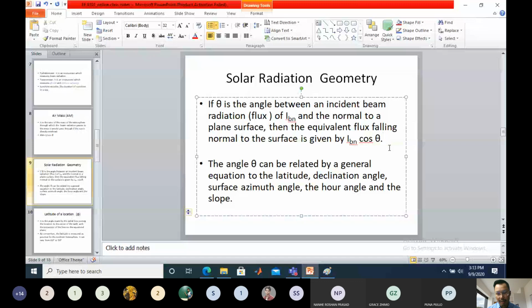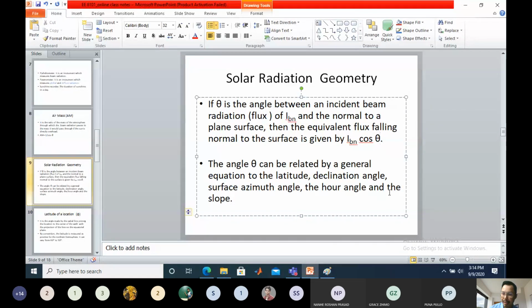I hope it's clear. Now, the theta, the angle between an incident beam radiation and the normal to the plane surface, is related to many parameters. The first parameter is the declination, and the sun and earth position on a particular day of the year. Then the surface azimuth angle, you will come to know what this term is about. Another is the hour angle, and the slope, which I have already mentioned before, is the tilt angle of the collector or the solar module. All these are related to the theta.